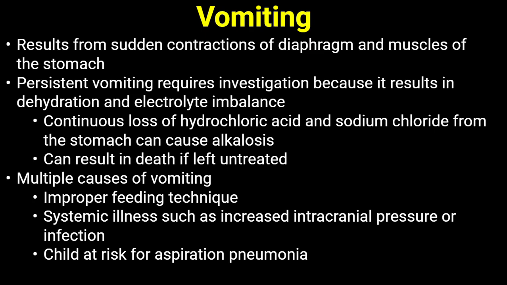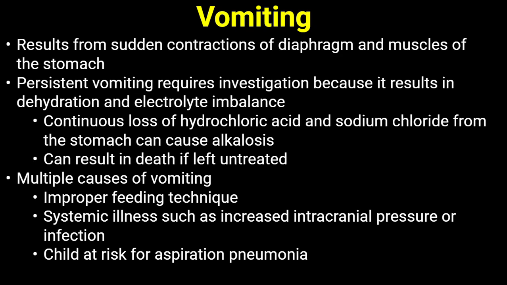Vomiting is a forceful expulsion of stomach contents caused by sudden contractions of the diaphragm and abdominal muscles. While occasional vomiting may be harmless, persistent or recurrent vomiting in infants and children always requires further evaluation because it can quickly lead to dehydration and electrolyte imbalances. Repeated vomiting causes the loss of hydrochloric acid and chloride, which can result in metabolic alkalosis. If severe dehydration and electrolyte disturbances are not corrected, they can become life-threatening.